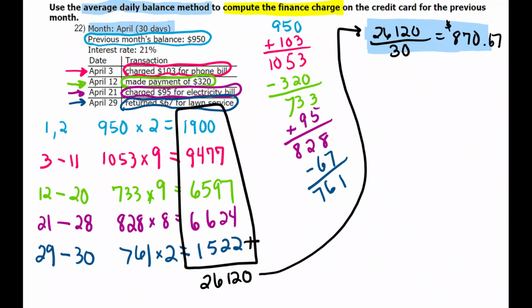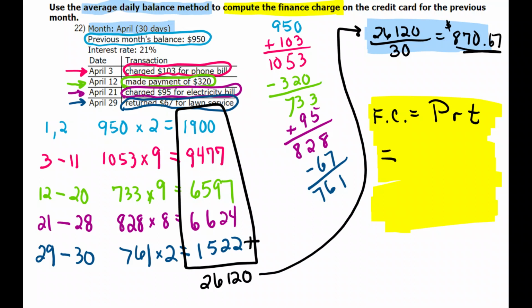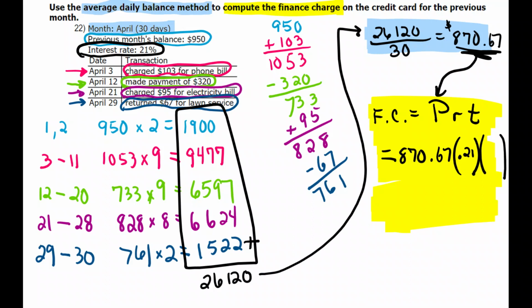However, we are supposed to compute the finance charge. That is going to be our last step. And I just had to figure out what my P was. All this work that I've done so far, I did all of that for the letter P. Remember, finance charge is your principal times your rate times your time. And our principal is this number right here. So it's 870.67 times the interest rate is right here. It's 21%, so that would be a 0.21.